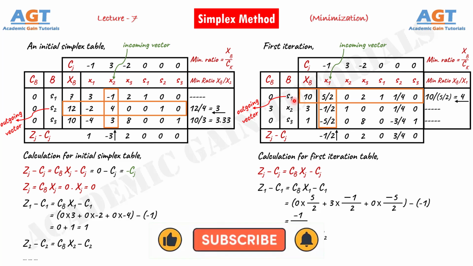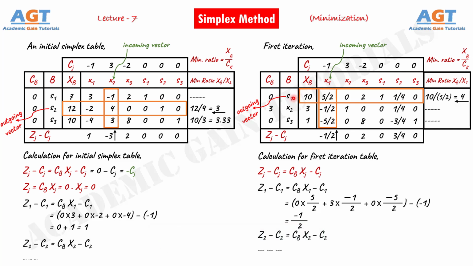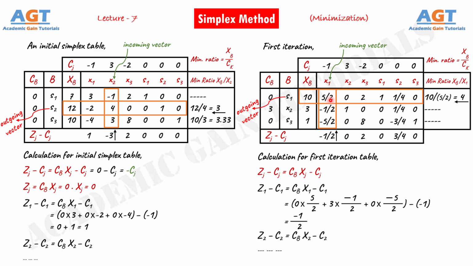So, in the next table, this outgoing vector s1 will leave this place, and this incoming vector x1 will take the place of this outgoing vector s1. And this common element between this key row and key column is called key element. Here, 5 by 2 is the common element between key row and key column, so 5 by 2 is the key element. Now, we will make the second iteration table.